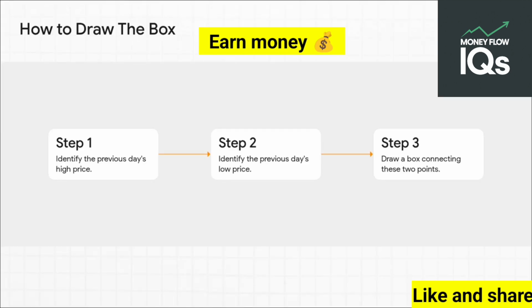Okay, so making this main box is about as easy as it gets. Seriously. You just look at the last trading day, find the absolute highest price it hit, find the absolute lowest price it hit, and you just draw a box connecting them. That's it. That's your entire playing field for the day.